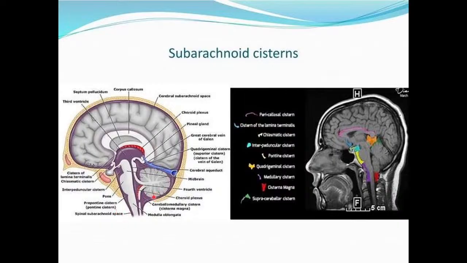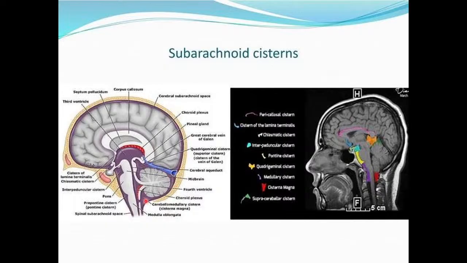Again, for the simplification of the previous slide, the CSF flows from the lateral ventricle to the third ventricle, from the aqueduct of Sylvius to the fourth ventricle, to the foramina of Luschka and Magendie, to the subarachnoid spaces. The subarachnoid spaces are called cisterns.